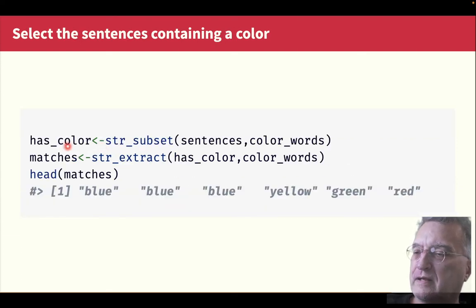So we can then say which sentences have these color words, and we can extract the colors from this group of sentences. So this is a group of sentences. And these are the color words, and we're extracting those. So we know that the first sentences have blue. We don't have an example of this. But these are the color words in the first 3 sentences that have color words.